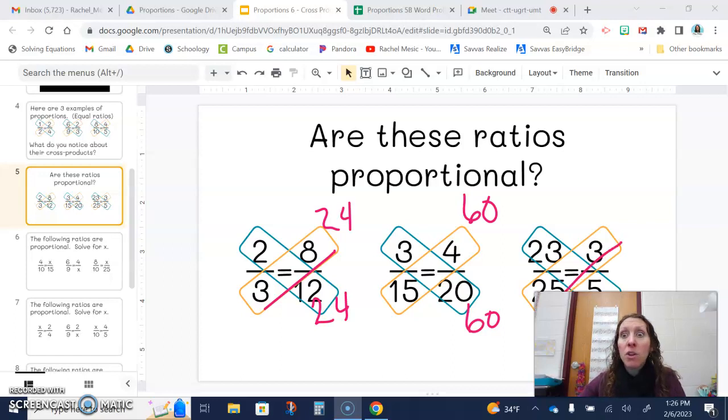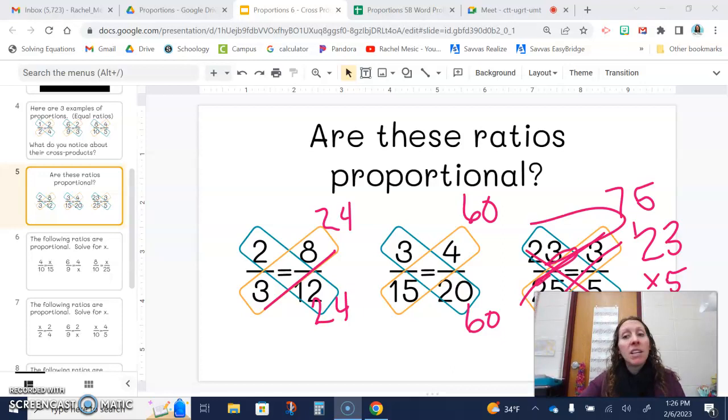25 times 3, or 3/4, that's 75. And 23 times 5, let's say I couldn't do this in my head, I would just scribble it out on some scratch paper. So that's 15, and then 10 plus 1 more is 115. Ooh, 115 is not the same as 75, so this one is not a proportion.